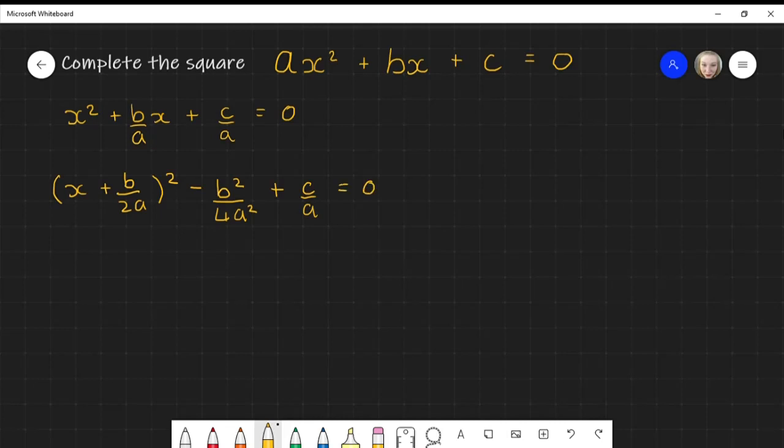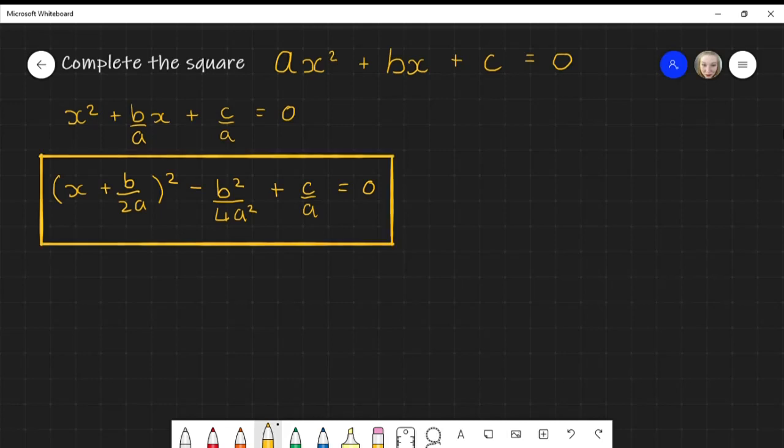So that is basically the general expression that you might see. You might not see it with an a sometimes, so it might just be x plus b over 2 all squared minus b squared over 4 plus c is 0. That is just because they haven't started from an equation that has a term in front of the x squared term. This form here is correct for any quadratic equation, so that is what you might call the general formula for complete the square.